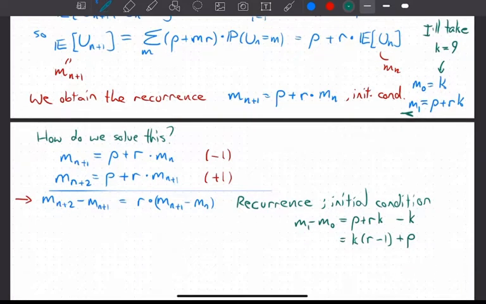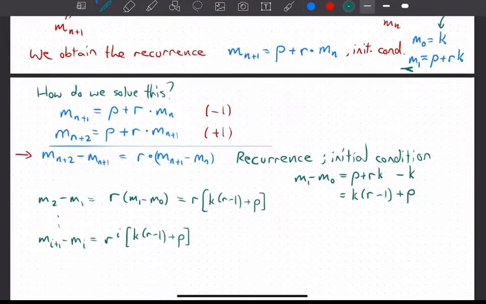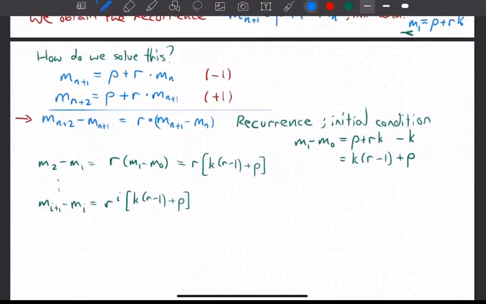Okay, and so then what? We get that m2 minus m1 is just r times m1 minus m naught. So that's r times this quantity k(r minus 1) plus rho, and so on and so forth. In general, m(i+1) minus m(i) is just r to the i times this same quantity here, k(r minus 1) plus rho. Okay, and now we don't care about the differences, we care about the final value.